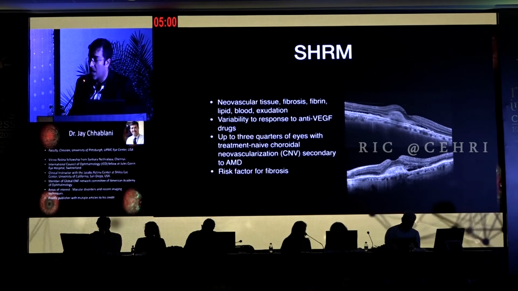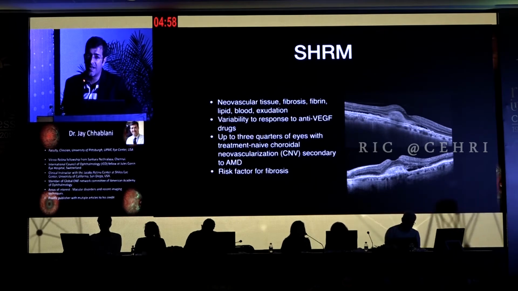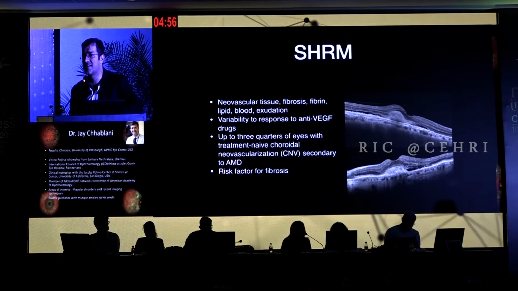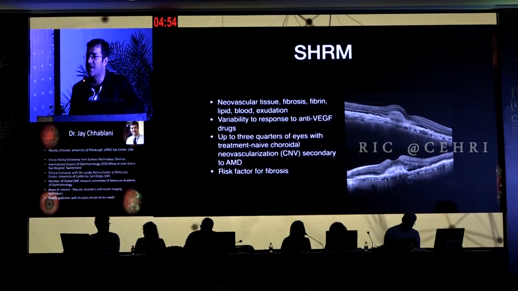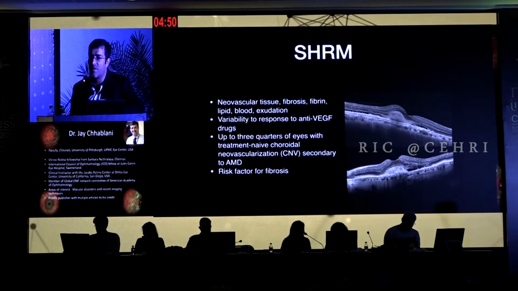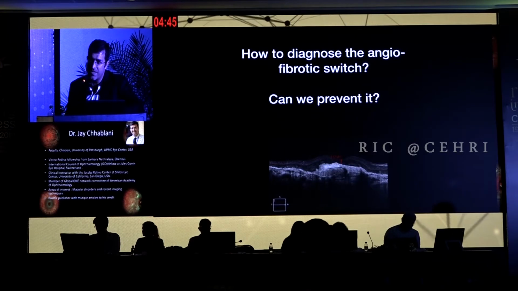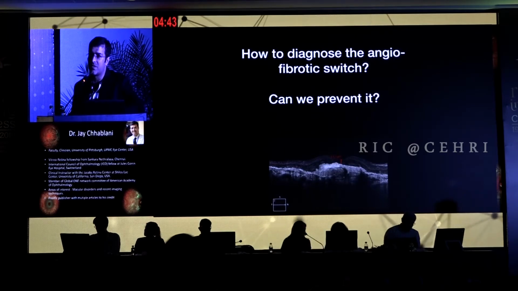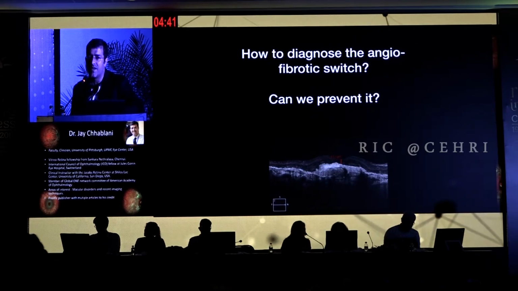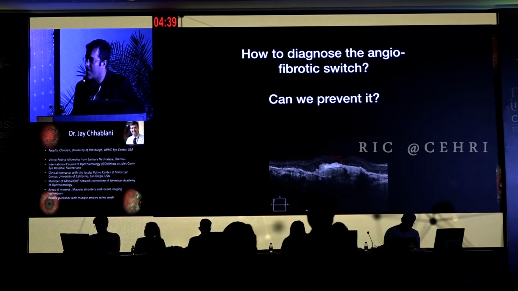SHRM. However, as Vas also mentioned, the CAT study has already shown that this SHRM is the one which actually leads to the poor visual outcome in the long run, and we need to find out the risk factors for this fibrosis. So today's question is, how do we actually diagnose this SHRM? Can we actually prevent this subfoveal scarring which is going to happen?